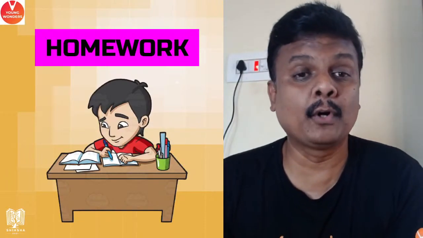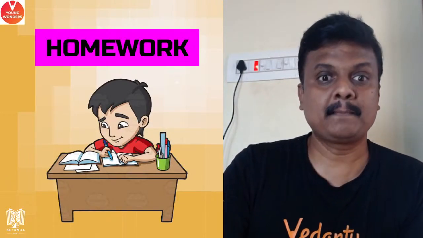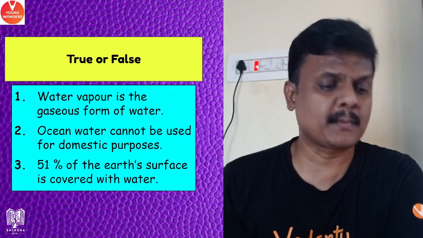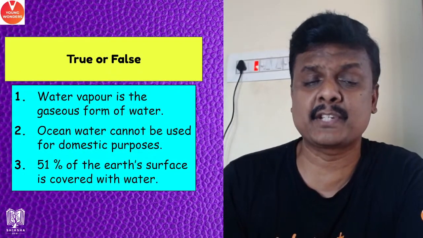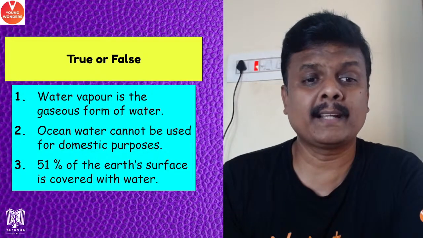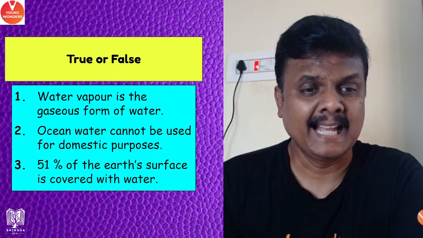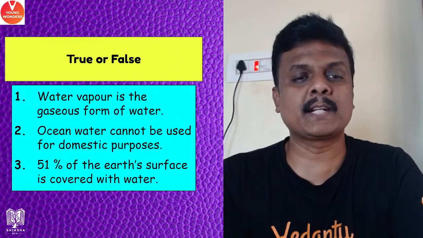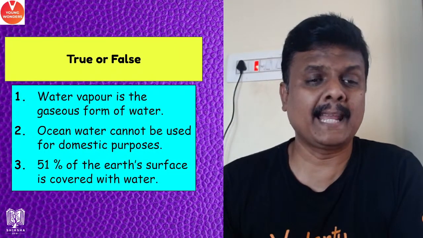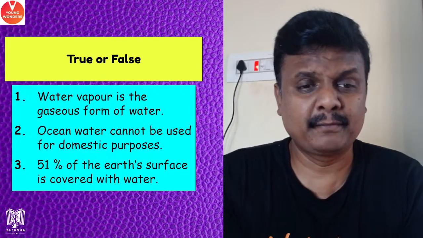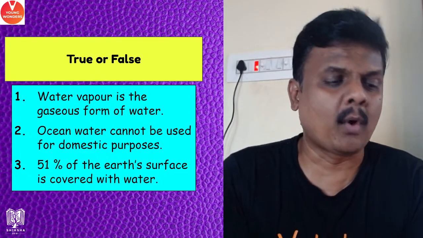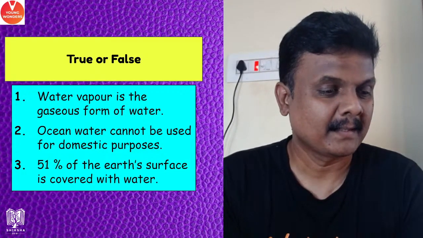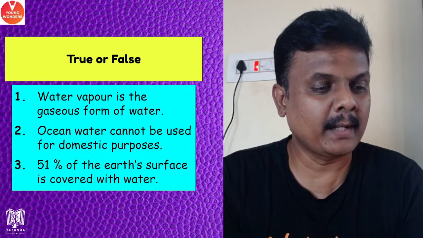Homework for yesterday. I gave you homework, right? Yesterday. Let me see how many of you did it. Top 3 people who are there. Guys, true or false was the homework for yesterday. Water vapor is a gaseous form. Ocean water cannot be used for domestic purposes. And 51% of Earth's surface is covered with water. Can you tell me which one is true and which one is false? You can put like TTF, TFF, FTT, whatever you want. Come on, come on, come on. Thank you, Akunuri. Welcome back.